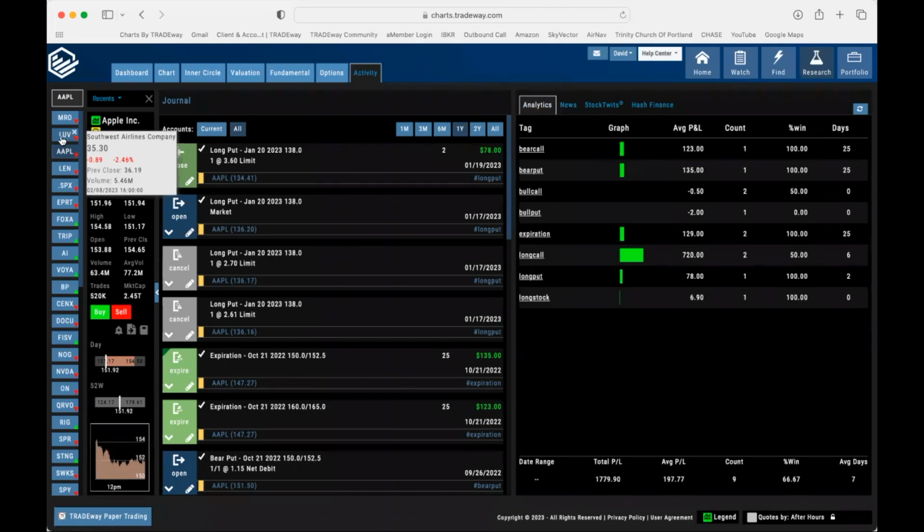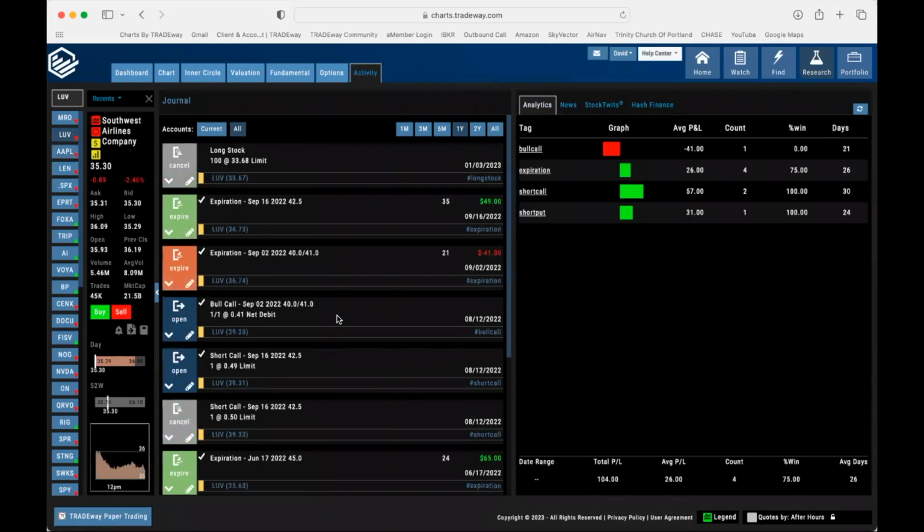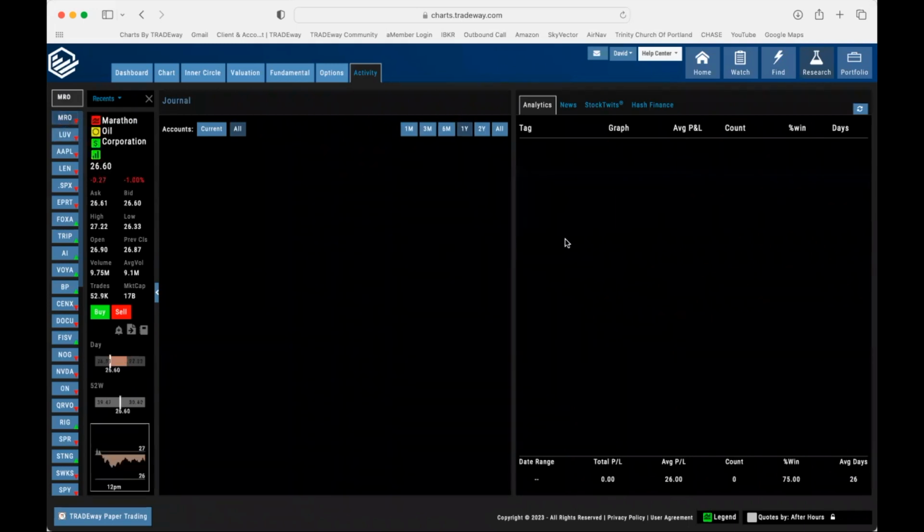And we can look at different tickers too. Let's look at LUV, Southwest Airlines. Here you go. You can see it took a decent little hit there on a bull call debit spread. And then you can see a couple other trades that went pretty well there. Let's look at one more, MRO. Okay, MRO is empty. So that simply means in this paper trading account, I have not traded MRO yet. So it's going to look empty.